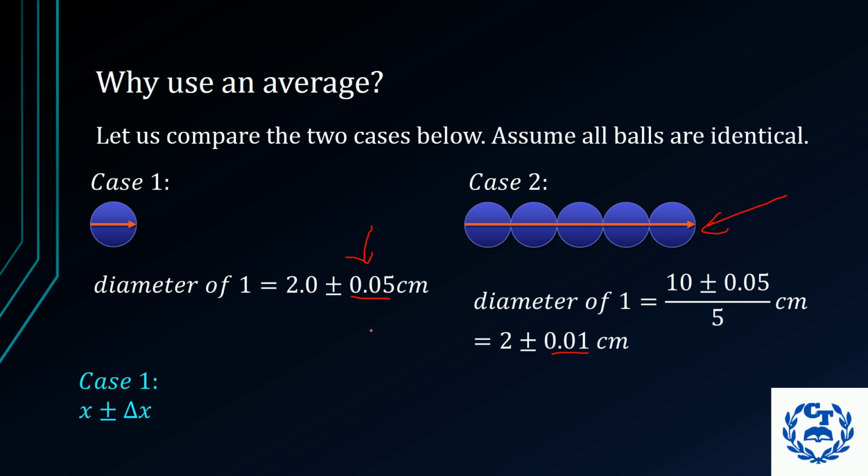So we come up with two rules, that if you have the case 1, this case here, x plus or minus delta x is there, and in case 2, x plus or minus delta x divided by n, which is the average, will be much better.